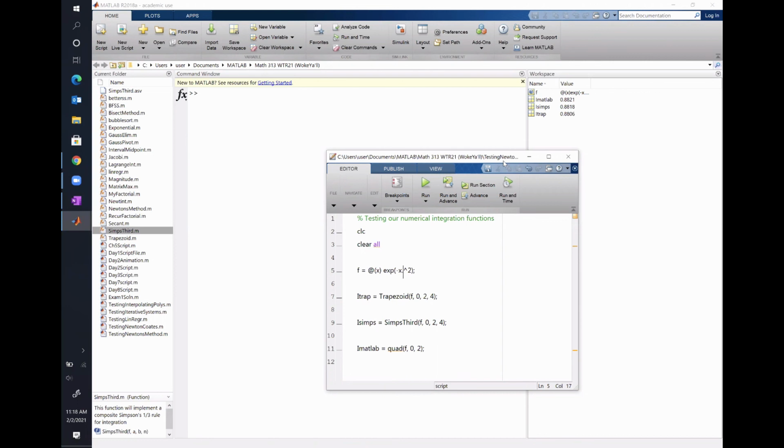Our Simpson's got 0.8818, and our Trapezoid got 0.8806. So we can see Simpson's is closer to the quote-unquote true value, the better numerical approximation given by MATLAB itself. Okay, that's a great question. How do we know if it's getting there or not? That's actually a lot of calculus. We could do more calculus to know whether this scheme will converge to the actual value if I increase n to be larger and larger. And it will, if the function satisfies certain criteria, like being continuous. Great question.